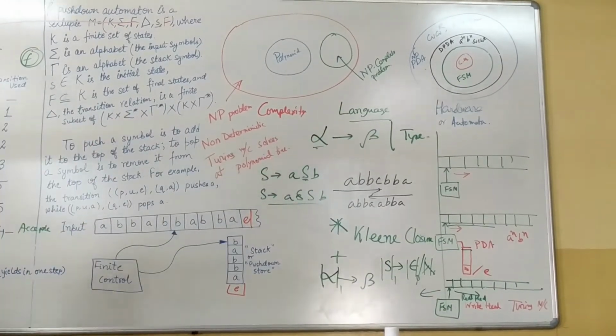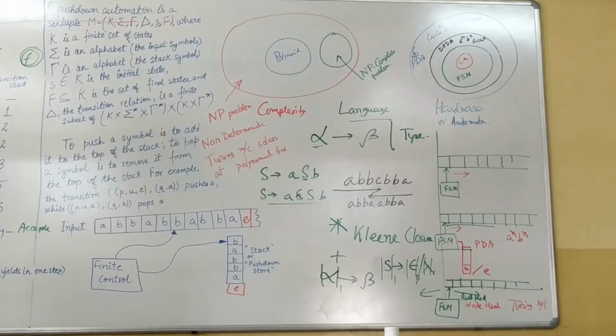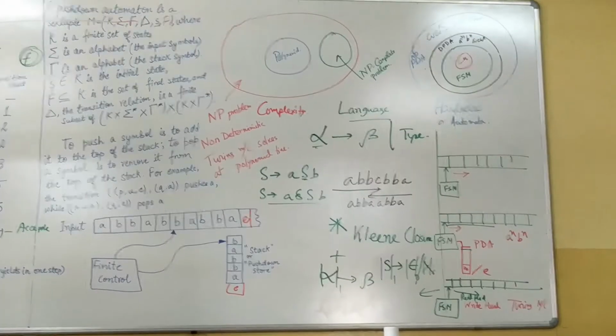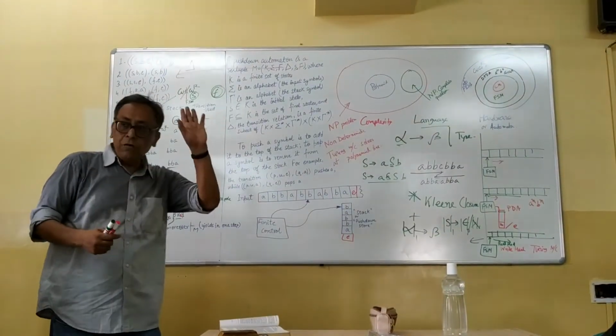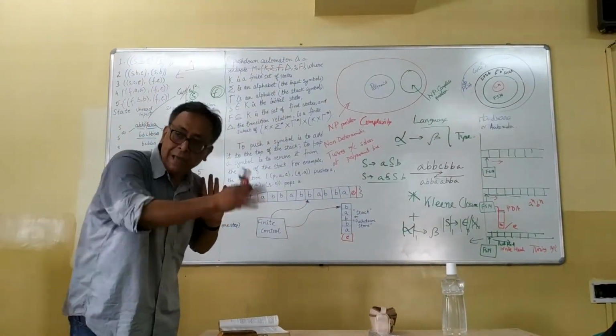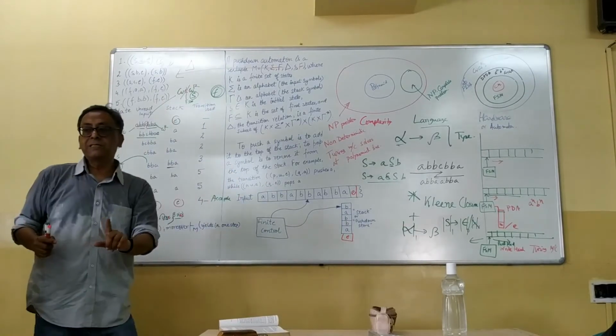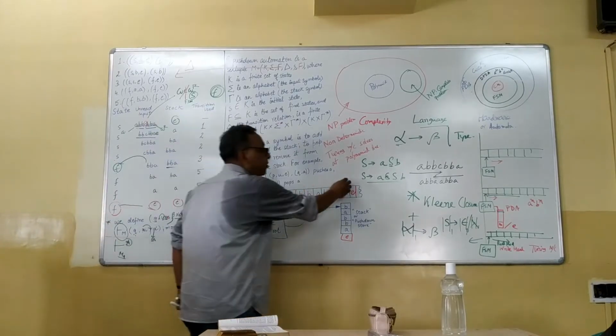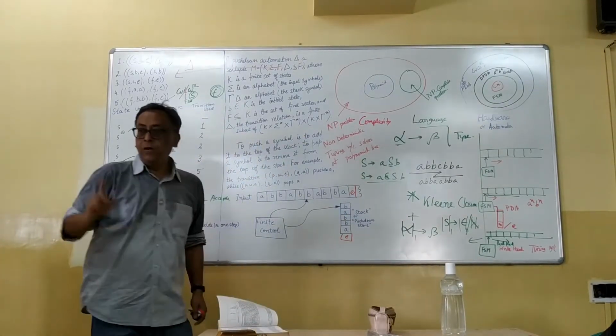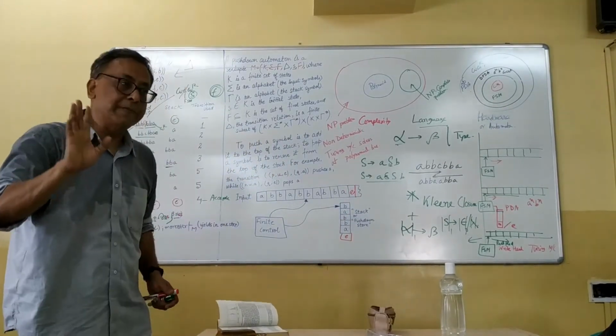In type 3 grammar, your variable should be only 1 at a time, at the beginning or at the end. But in the context free grammar, left hand side only 1, right hand side anything. Only one restriction is there, that the length of the left hand side cannot be more than the right hand side.